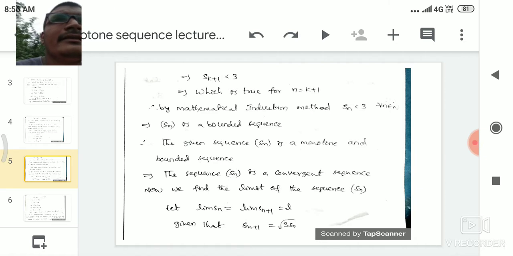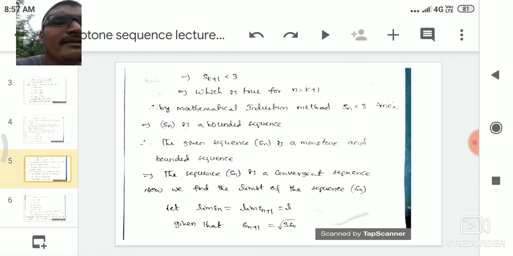So by a theorem, it is convergent. What is that theorem? Every monotone and bounded sequence is a convergent sequence. Therefore the given sequence is a convergent sequence. Now we find the limit point of the given sequence. The given sequence Sn is a monotone and bounded sequence, that implies the sequence Sn is a convergent sequence. Now we find the limit of the sequence Sn.